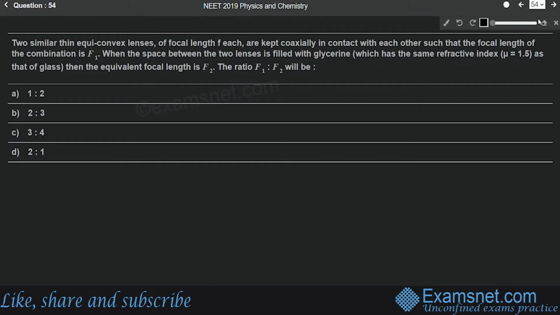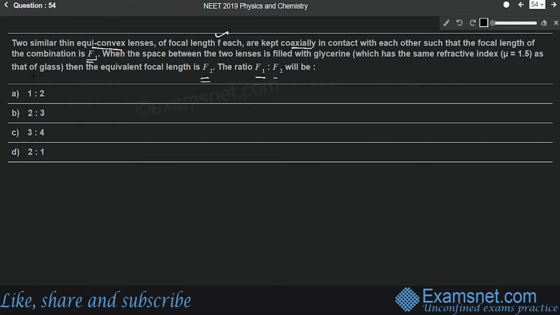Question number 54 is from the chapter Ray Optics and Optical Instruments, and the question is: two similar thin equiconvex lenses of focal length f each are kept coaxially in contact with each other such that the focal length of the combination is F1. When the space between the two lenses is filled with glycerine, which has the same refractive index as that of glass, then the equivalent focal length is F2. The ratio F1 to F2 will be?